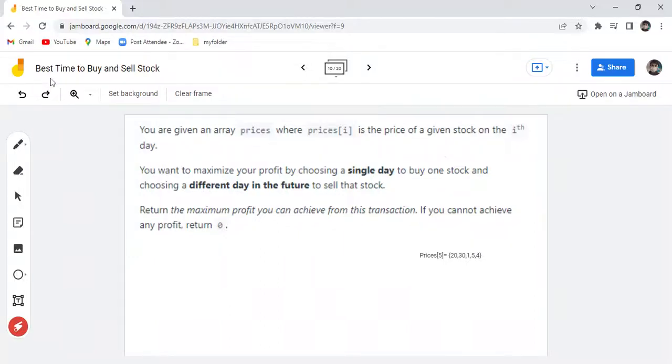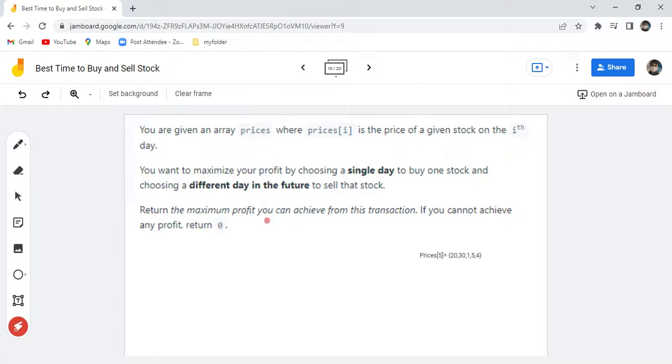Today we are going to know about the problem of best time to buy and sell stock, and then we will find its algorithm to solve this problem in O(n) time. So the problem states that you are given an array of prices where prices[i] is the price of a given stock on the ith day. You want to maximize your profit by choosing a single day to buy one stock and choosing a different day in the future to sell that stock.